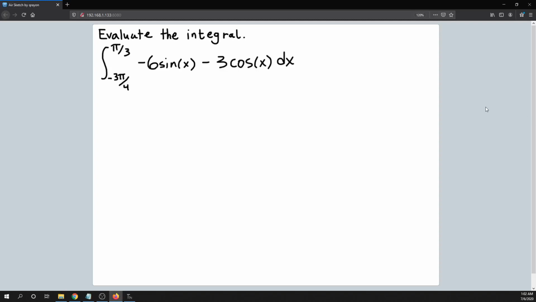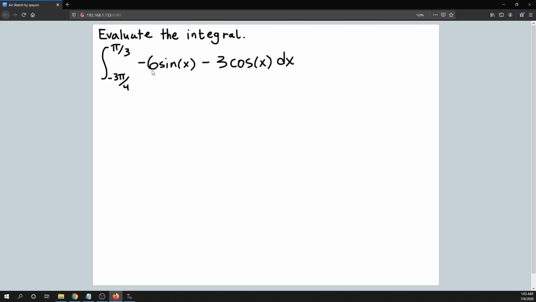In this video, we are going to work the following problem. We want to evaluate the definite integral from minus 3 pi over 4 to pi over 3 of minus sine x minus 3 cosine x dx. Okay, so the first thing that we need to do is to get an antiderivative for this function. So we can see that this function is built by subtracting these two functions.